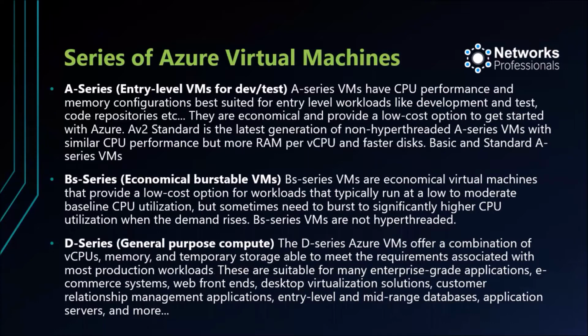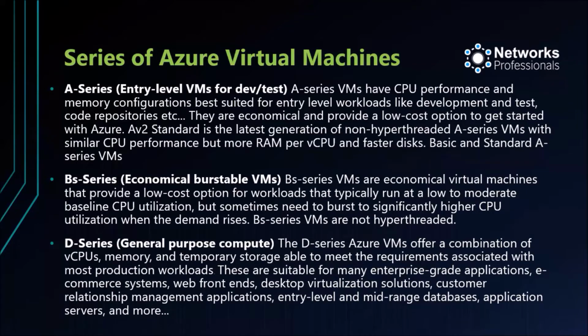Basic and standard A series virtual machines. BS series virtual machines, economical burstable virtual machines. B series virtual machines are economical virtual machines that provide a low cost option for workloads that typically run at a low to moderate baseline CPU utilization, but sometimes need to burst to significantly high CPU utilization when the demand rises. BS series virtual machines are not hyper-threaded.